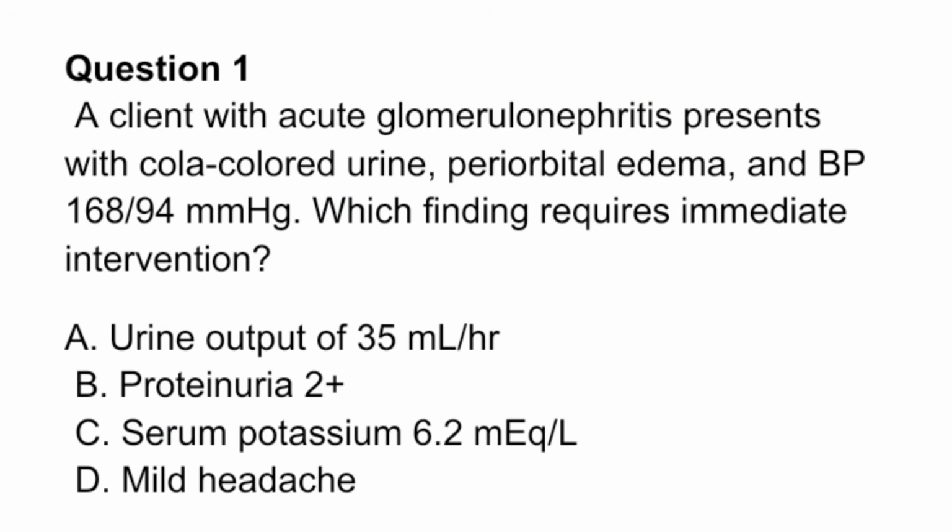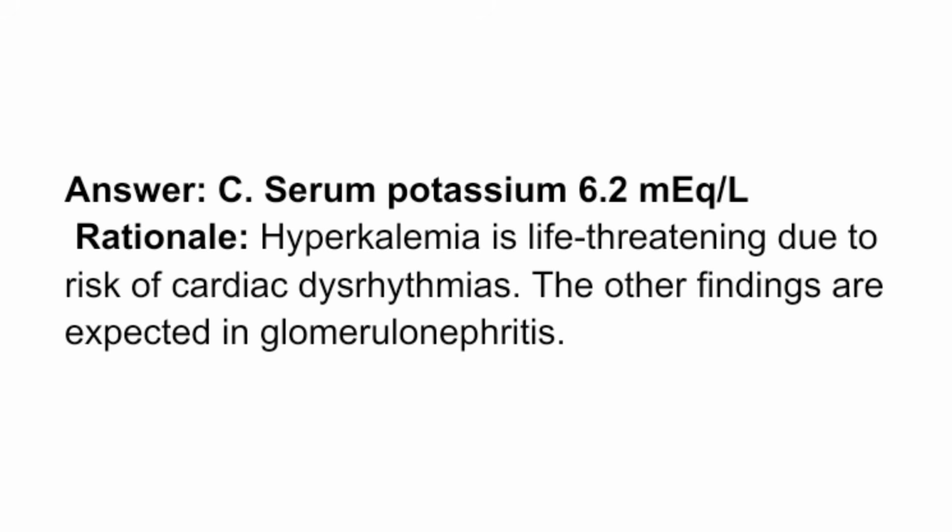Question 1. A client with acute glomerulonephritis presents with cola-colored urine, periorbital edema, and BP 168/94 millimeters of mercury. Which finding requires immediate intervention? A. Urine output of 35 milliliters per hour. B. Proteinuria 2+. C. Serum potassium 6.2 milliequivalents per liter. D. Mild headache. Answer. C. Serum potassium 6.2 milliequivalents per liter.